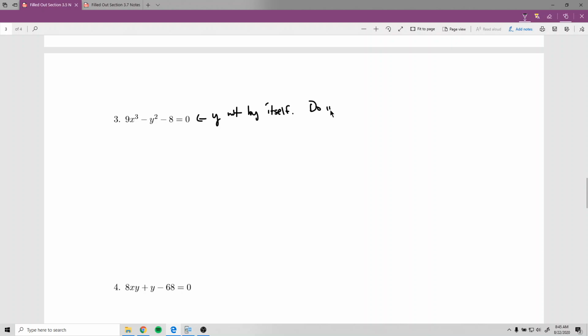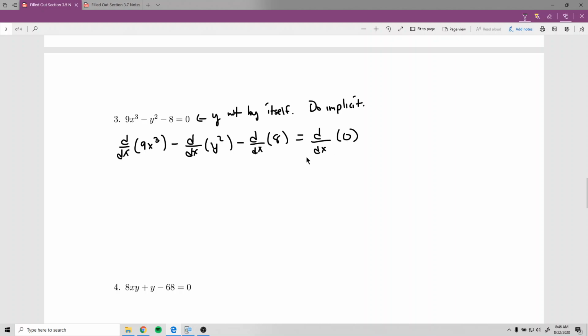So we do implicit differentiation. We do the derivative of everything. Y squared minus the derivative with respect to x of 8 equals the derivative with respect to x of 0. Right. Now the first one over here on the left involves just x, so it's our ordinary derivative. The derivative of 9x cubed is 27x squared from the power rule.